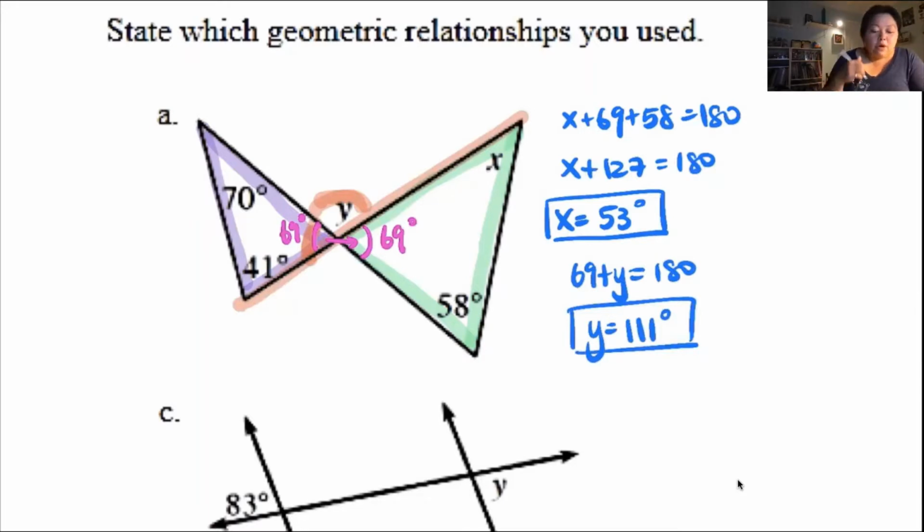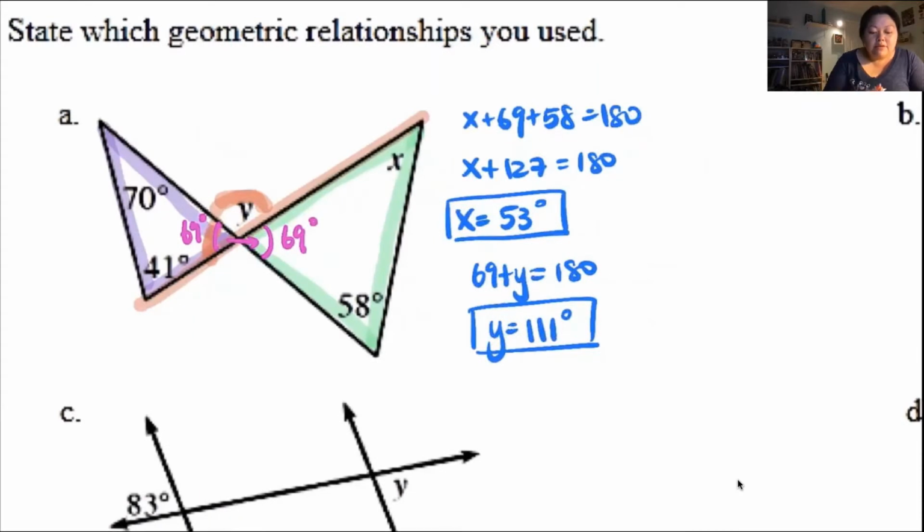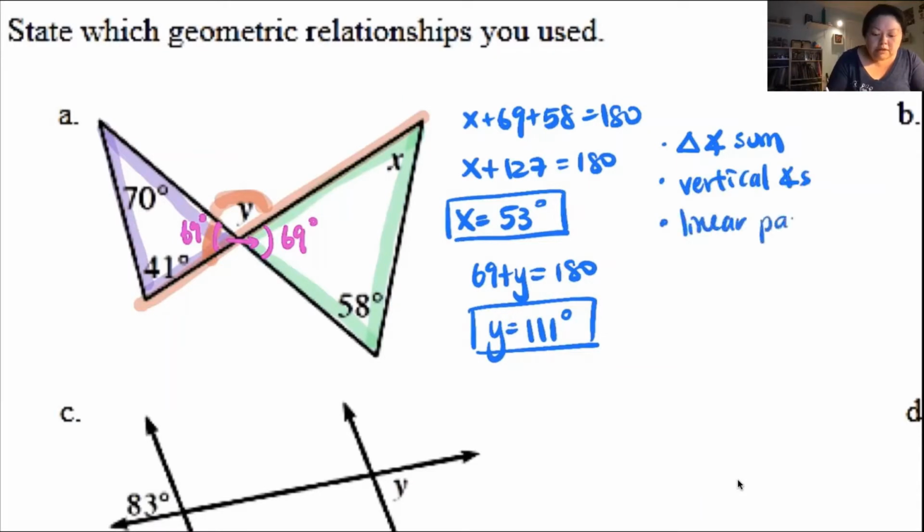Okay, so I use a lot of relationships here, so I want to make sure I mention it because it says state which geometric relationships you use. So I use that there's a triangle angle sum because I add up to 180. So that was the first relationship. Second one I use vertical angles. And then last but not least, I use linear pairs to solve for y. So linear pairs, because I know that linear pairs means that I have two angles that make a straight line, so therefore they're supplementary, and then also add up to 180 degrees.